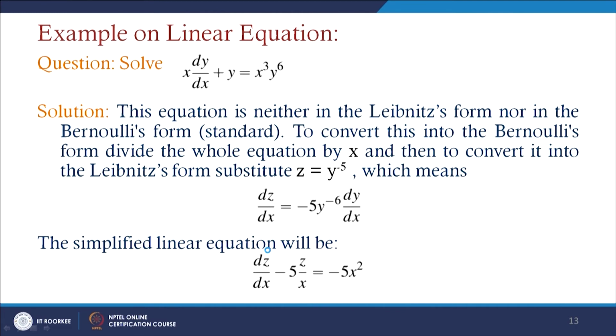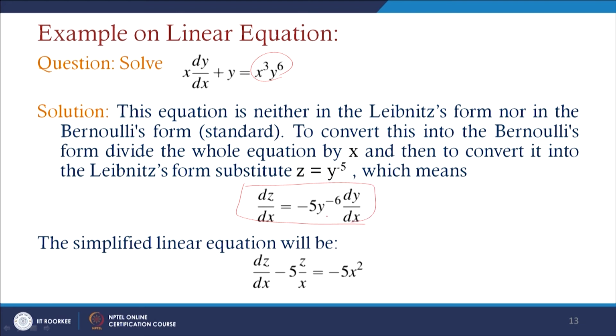Directly considering one example: x dy by dx plus y equals x to the power 3 and y to the power 6. This equation is neither in the Leibniz form nor in the Bernoulli's form. We have to reduce it to the Bernoulli's form by dividing the whole equation by x, and then convert it into Leibniz form, substituting z equals y to the power minus 5. This means we can write dz by dx equals minus 5 y to the power minus 6 dy by dx.